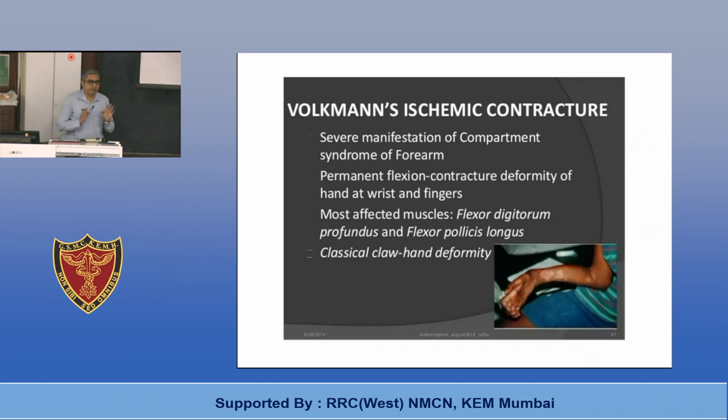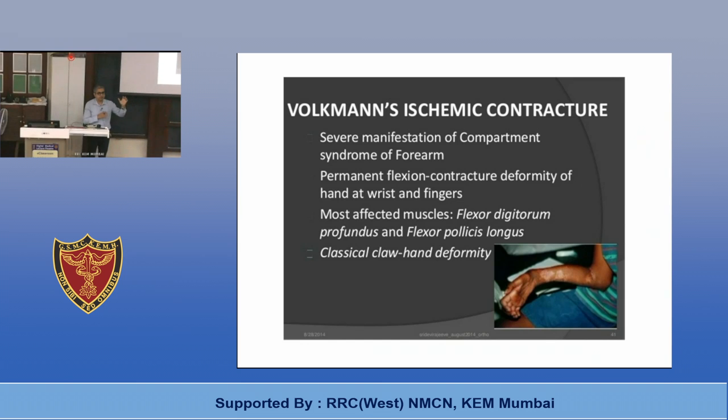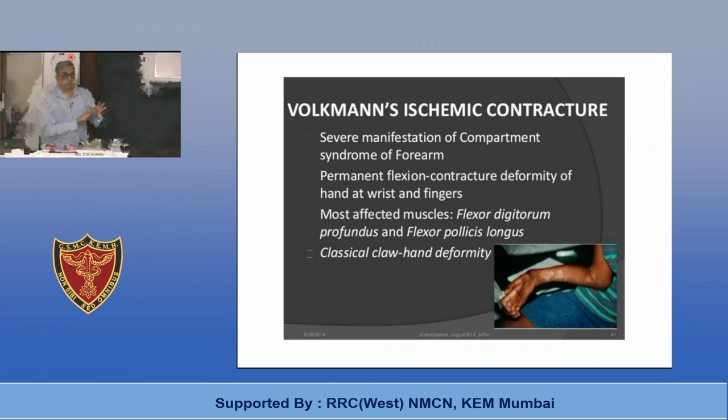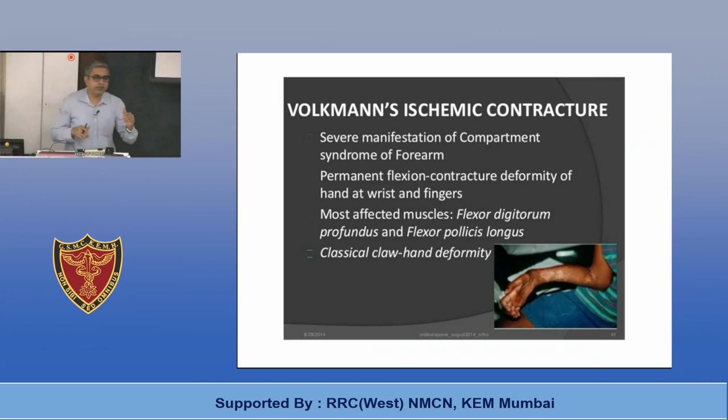Volkmann's ischemic contracture. It's Volkmann's, not Falkman's. Main thing is there is ischemic contracture. The flexor digitorum profundus and superficialis get atrophied, which leads to this claw hand. This is due to compression, not because of paralysis. They first have to fibrose. How do you test that it is Volkmann's ischemic contracture?